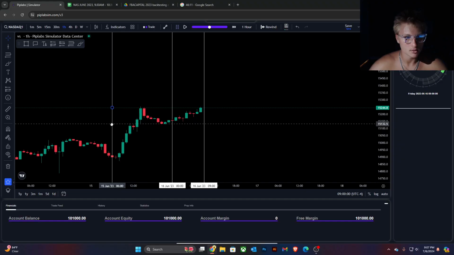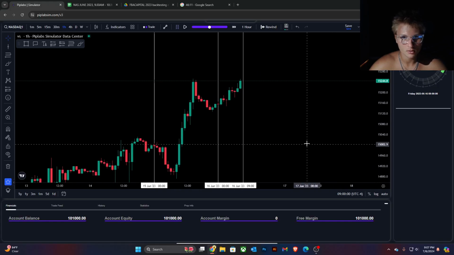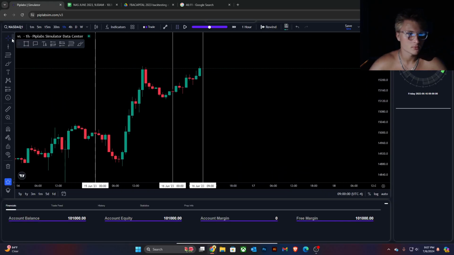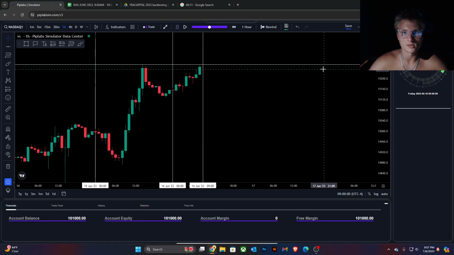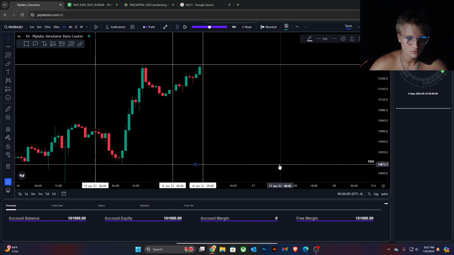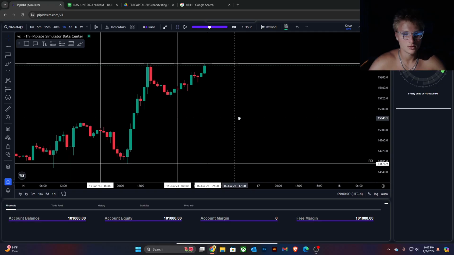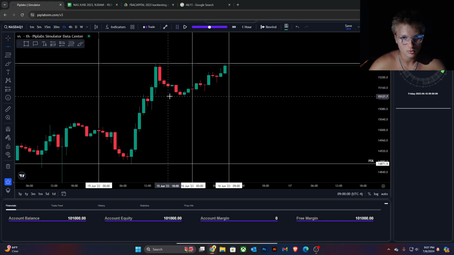Most likely, I'm guessing the bias for today will also be bullish based on yesterday. Very nice trending day yesterday. It's kind of unfortunate we didn't have an entry, but here we're gonna do the same thing, mark up previous day's highs. We're gonna mark up previous day's lows down here. Same thing as before. Asia session low right here.